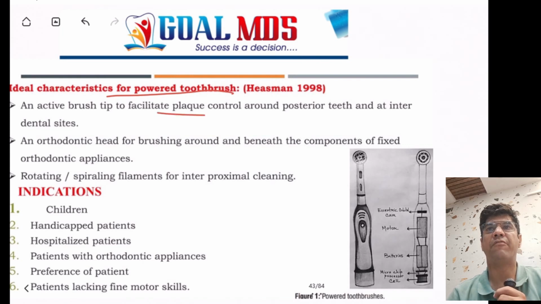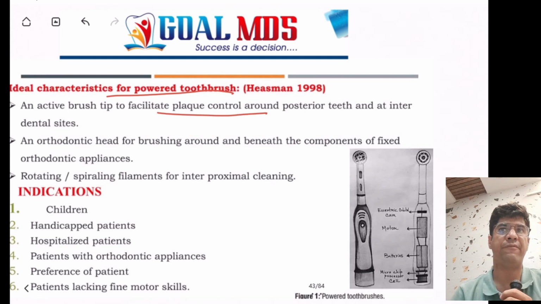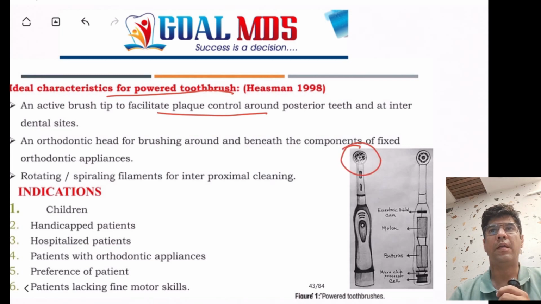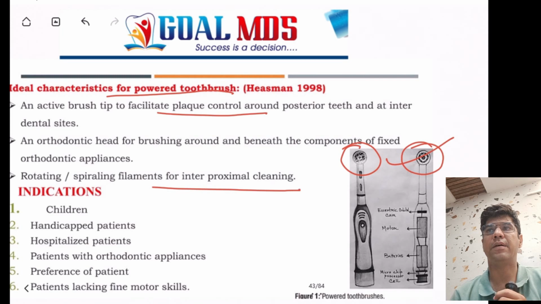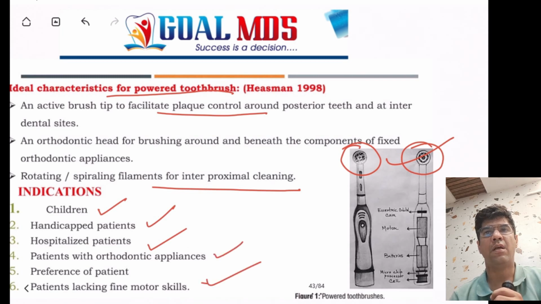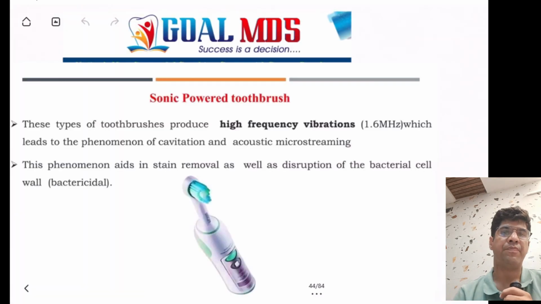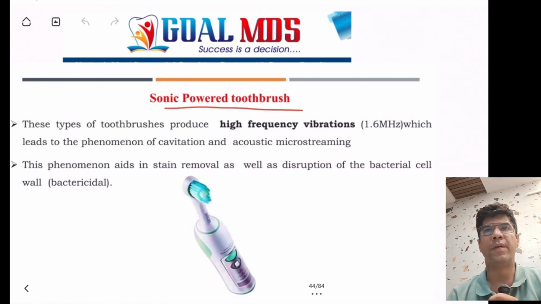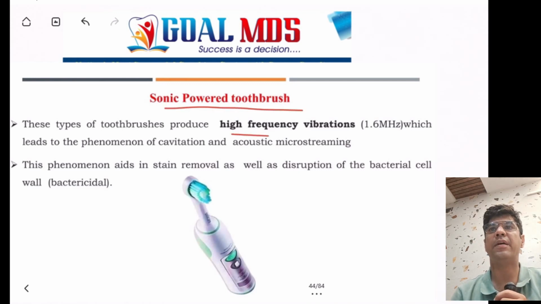What are the ideal characteristics of a power toothbrush? It has an active brush tip to facilitate plaque control, and an orthodontic head for brushing around and beneath the components of fixed orthodontic appliances. It has a rotating spiral filament for interproximal cleaning. It is indicated in children, handicapped patients, hospitalized patients, patients with ortho appliances, and patients who lack fine motor skills are also recommended the powered toothbrush.